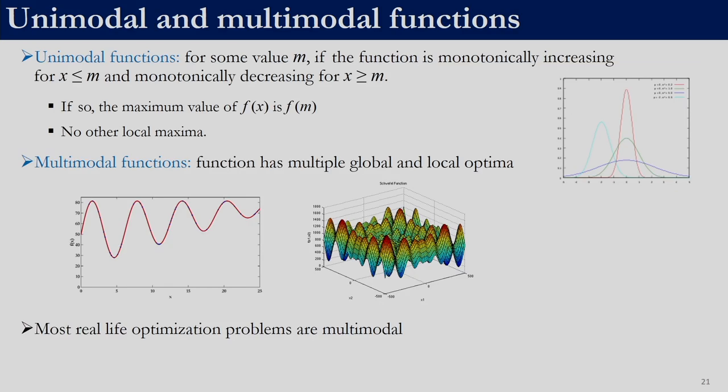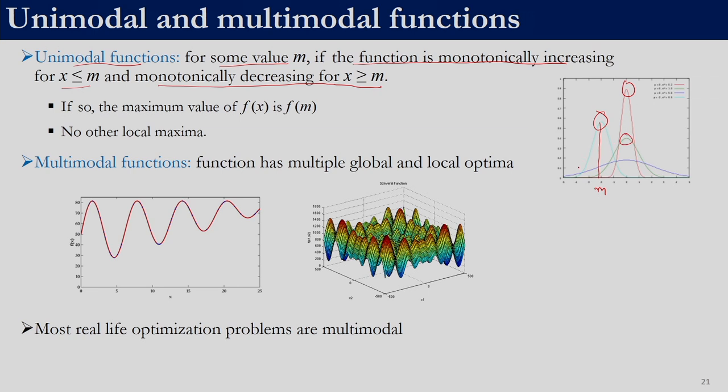And then we have unimodal functions and multimodal functions. Unimodal functions are those where, for some value of m, the function is monotonically increasing for x less than m and monotonically decreasing for x greater than or equal to m. These are examples of unimodal functions. If you see, we basically have one peak. This is our m. Till that point the function is increasing, after that it is decreasing. So those are called unimodal functions.